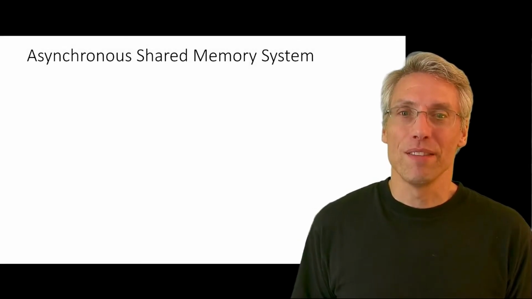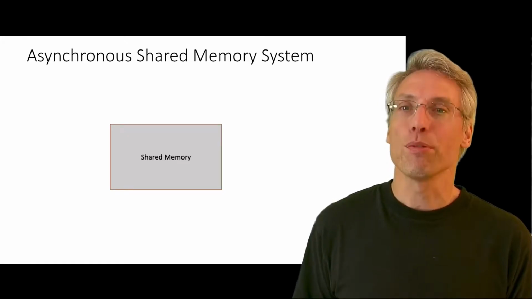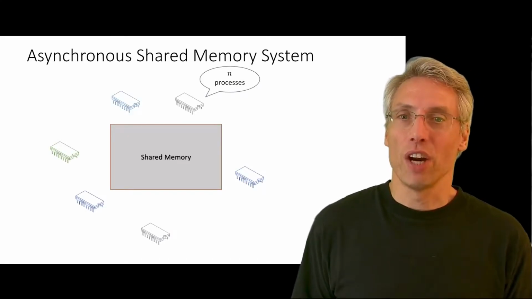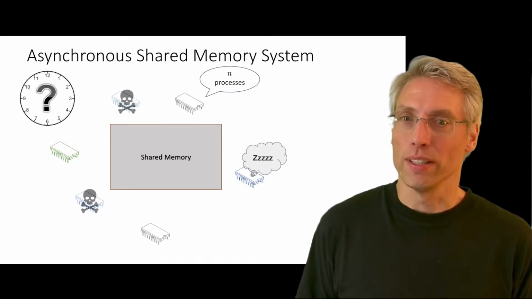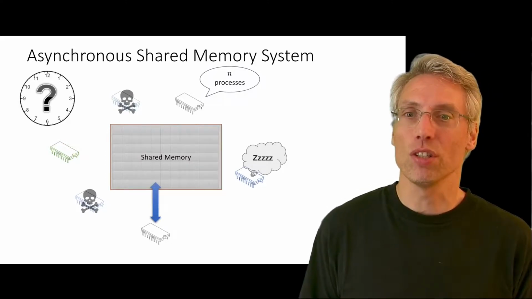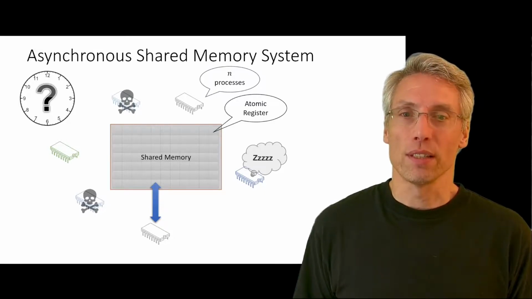In this paper, we consider the standard asynchronous shared memory system. There are n processes which are completely asynchronous. So they run at varying speeds and may crash or fall asleep at any point. Processes communicate by executing atomic operations on shared registers. Registers are also called base objects.